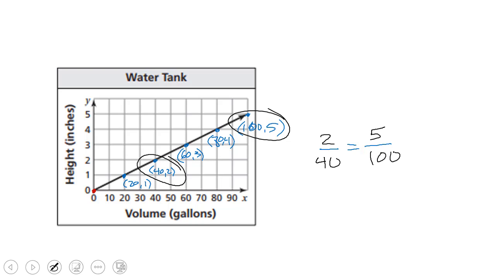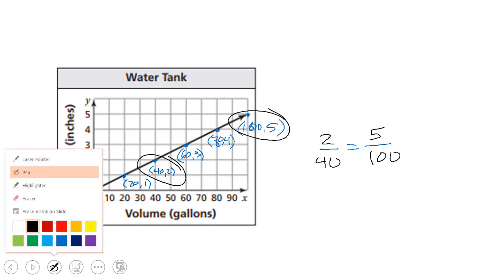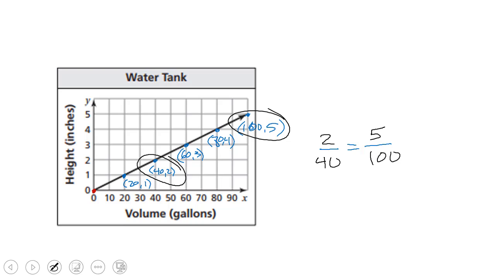Now, a couple things we can think about. Can we prove it? This is a proportion. Well, on this one, the easiest way to do it, of course, is cross products. 5 times 40 is 200. 2 times 100 is 200. And so this does form a proportion. So this is the graph of a proportional relationship passing through the origin 0, 0.